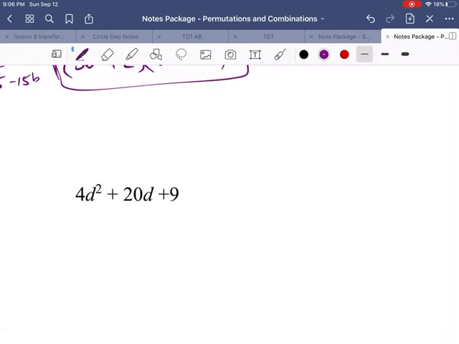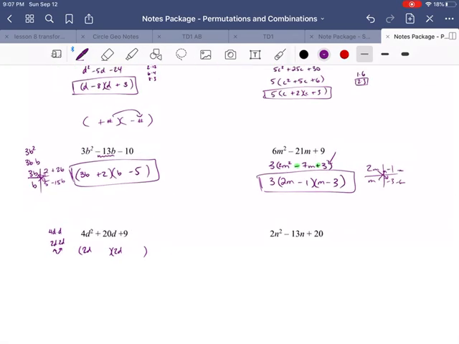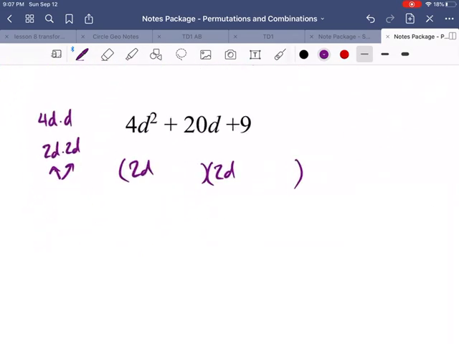The last one here, so close to having a GCF, but no, so we're stuck with just trying to factor it. All right, so we could do 4d times d, we could do 2d, 2d. Now I like to start with the ones that are closest together to begin with. All right, now 9 could be 9 and 1, 3 and 3. Well, let's go 2d, 2d.